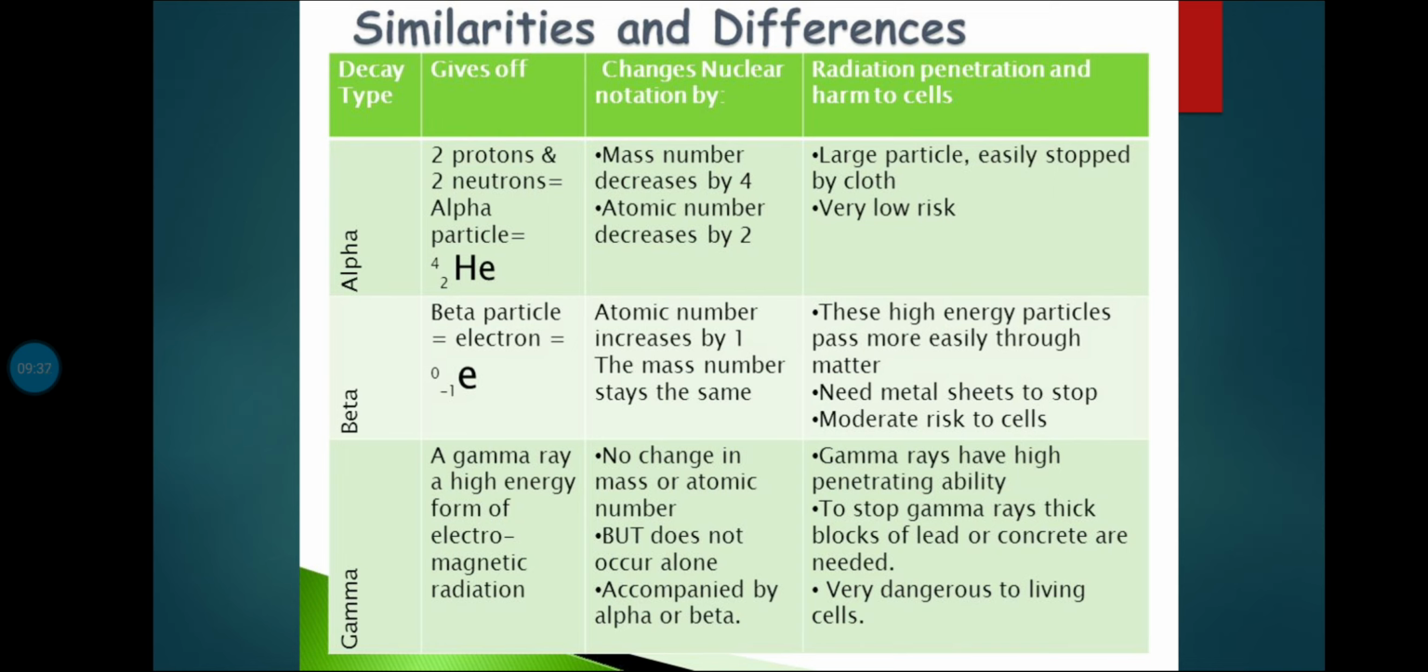Gamma rays. A gamma ray is a high energy photon in the form of electromagnetic radiation. It is very interesting to note that there is no change in mass number and atomic number when a gamma decay takes place. Gamma rays have high penetrating ability. They are very dangerous to the living cells. To stop the gamma rays, thick blocks of lead or concrete are needed.